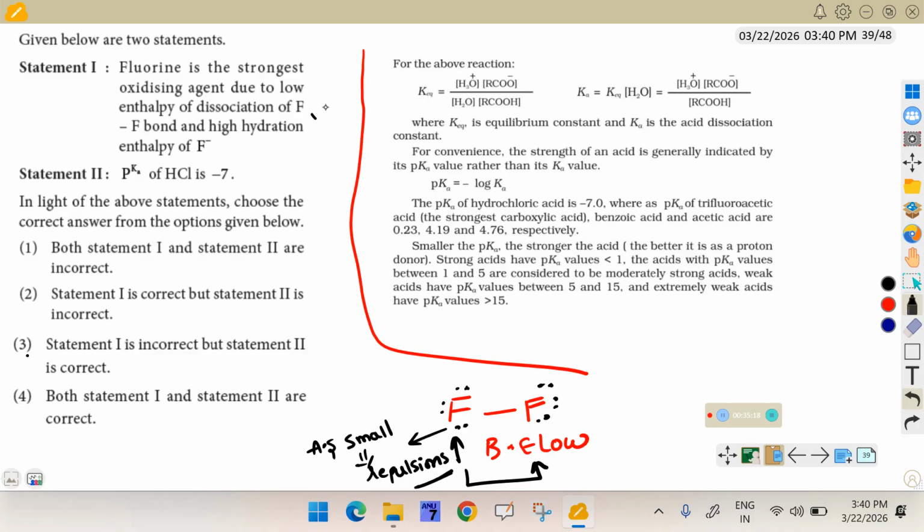Statement 1 is correct. pKa of HCl is -7. Yes, correct. The pKa of HCl is -7. This is NCERT textbook line only. Statement 1 is correct. Statement 2 is also correct.